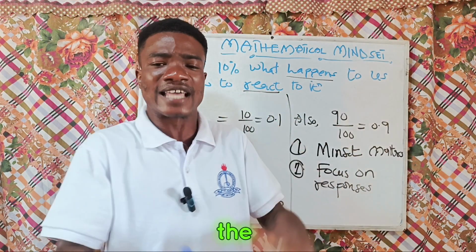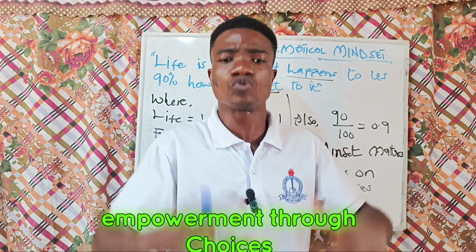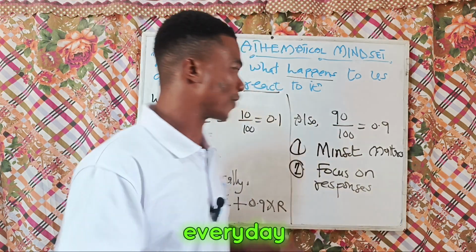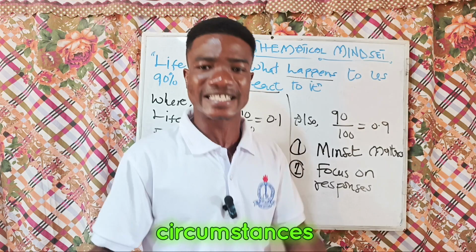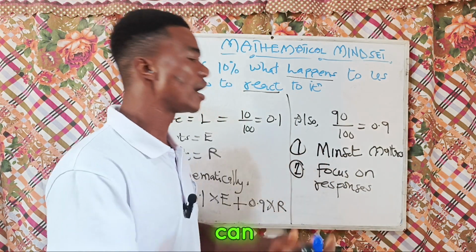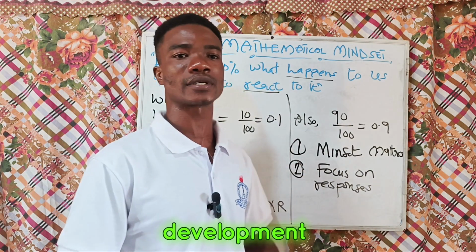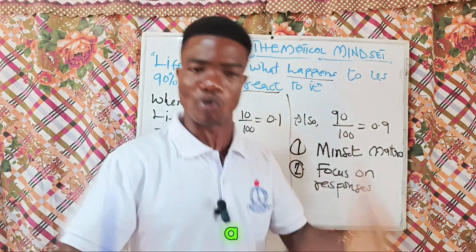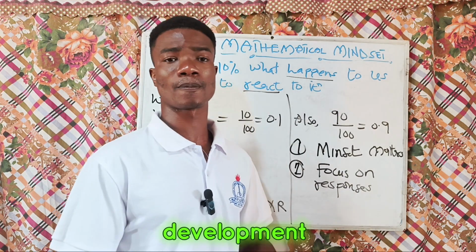The third point says empowerment through choices. It means how you can make choices out of those challenges that happen to you every day. You cannot just give up because there are challenges. You cannot just give up because there are circumstances. You cannot give up because there is disappointment. But you can make productive decisions to enhance your personal growth and development. How to make a positive decision, a productive decision to enhance your personal growth and development.